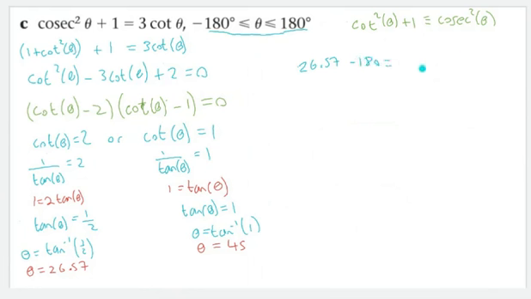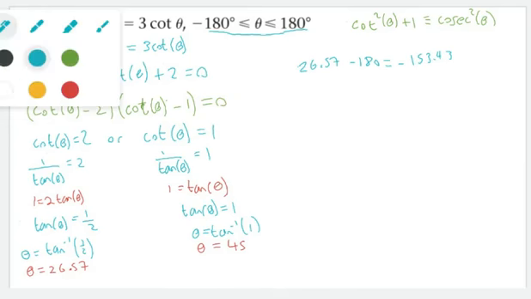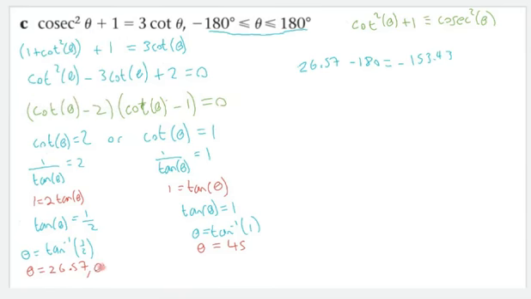And that gives us negative 153.43. Lovely. So that's our other value down here then. So theta equals minus 153.43. And then for this one here, for 45, you take away 180 to get negative 135. Nice.